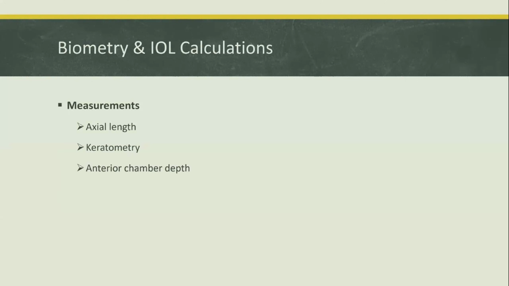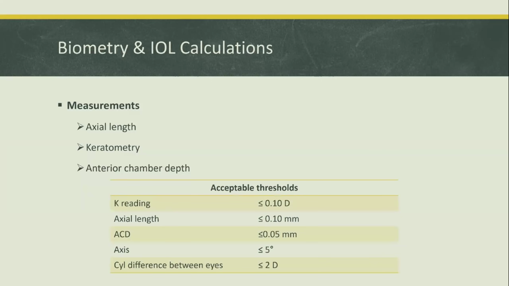And if required, we can go for toric lenses. And the anterior chamber depth is the distance between the cornea and the natural lens. So it is also important for precise IOL selection and surgical planning. The values we are saying are the acceptable thresholds between inter-subject and intra-subject.